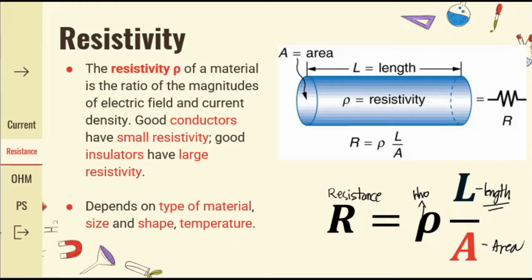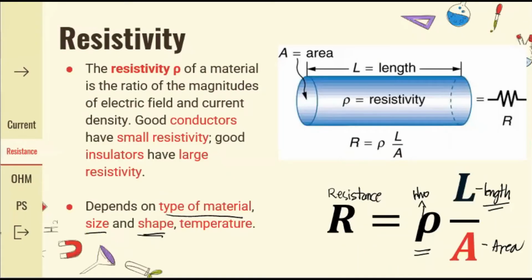So we can see that the resistance of a specific material depends on the type of material used, the resistivity factor, the size of our material, the length, and then the shape, which gives us the area. Based on this formula, we can conclude that the resistance of a specific material depends on the type of material, size, and shape. There is also temperature indicated here.